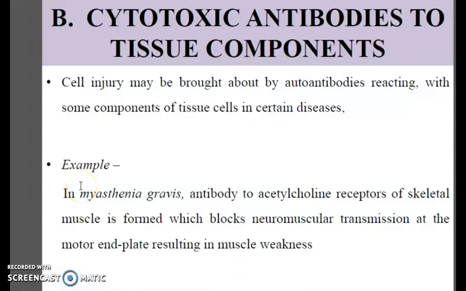The second mechanism of cytotoxic hypersensitivity is the cytotoxic antibodies to tissue components. Here, the cell injury may be brought about by autoantibodies reacting with some components of tissue cells in certain diseases. For example, in myasthenia gravis, antibody to acetylcholine receptors of skeletal muscle is formed, which blocks neuromuscular transmission at the motor end plate, resulting in muscle weakness.